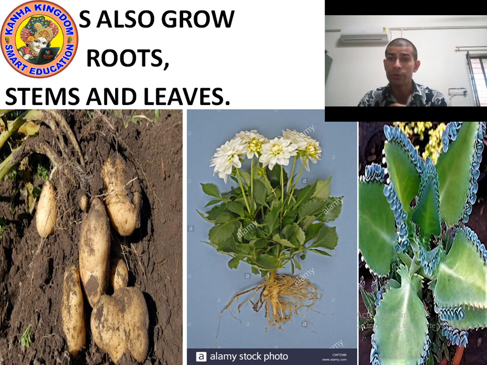Dahlia can grow from root. Bryophyllum can easily grow from its leaves. If you cut its leaf and put it in soil, then a new plant will grow. Yes, by cutting the root of dahlia, you can grow a new plant. So, plants can grow from root, stem, as well as leaves. Okay, I hope you understood. Now, let's move on to the next point.